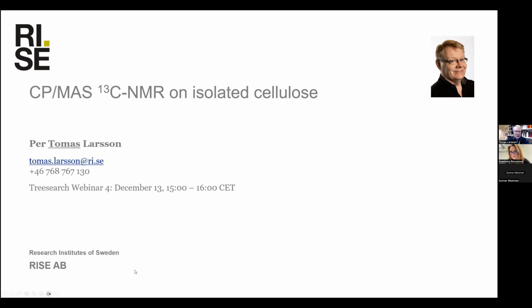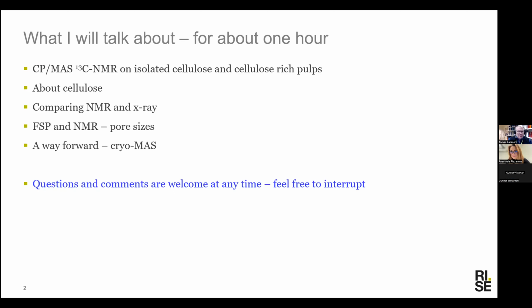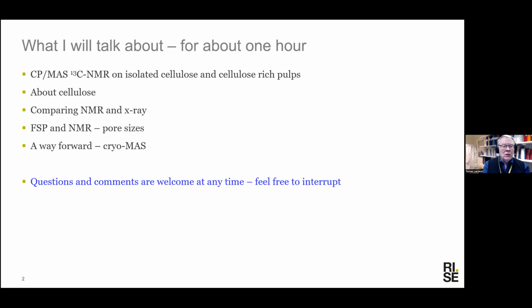I will talk for about an hour about carbon-13 NMR on isolated cellulose, and actually it's in solid state, so it's CP/MAS carbon-13 NMR on isolated cellulose. We will talk about how you can use this technique or tool to have a look at isolated cellulose and cellulose-rich pulps. And then I would like to say a couple of words about cellulose, because when you start to extract information about cellulose with any technique, you end up in a tricky area of interpretation and understanding. So I would like to share that as well.